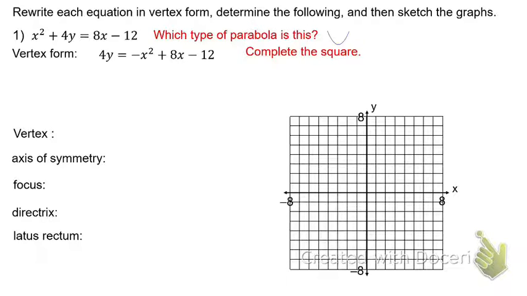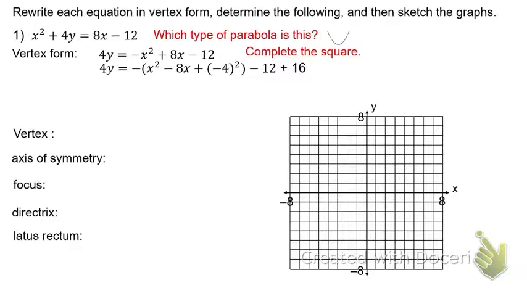So to begin, I'm going to group my x values, and I'm going to factor out that negative 1. In order to be able to complete the square, it's got to be a 1x squared. So if I factor out the negative, taking it out of both my negative x squared and my 8x, I get 4y equals negative quantity, x squared minus 8x. Now half the b value, half of negative 8 is negative 4, and square it. We then close the parentheses, bring down the minus 12, and now it's time to balance the equation.